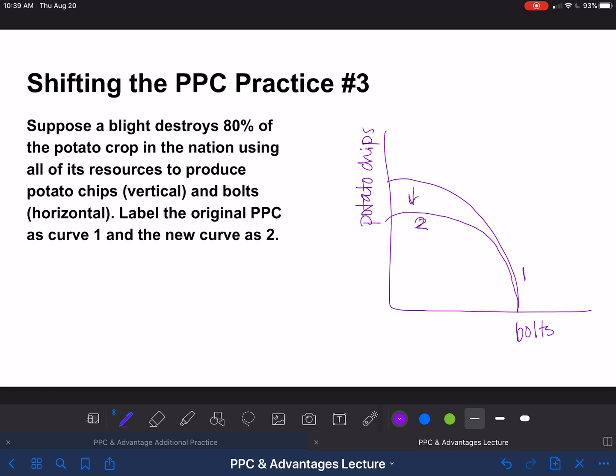Now the bolts are going to have some impact to production because we only make 2 products. So the resources that we need for both bolts and potatoes are going to be limited, but our bolt production didn't change all that much. What did really change was our potato chip production because of that significant loss of our potato crop.